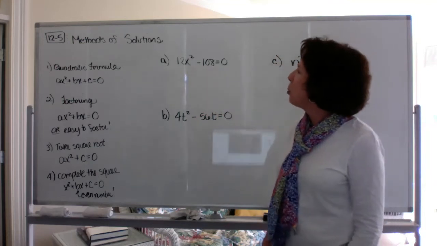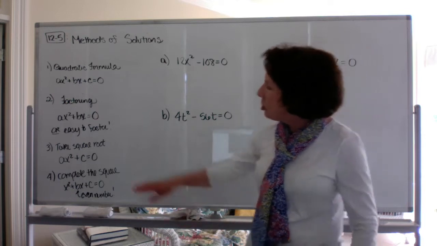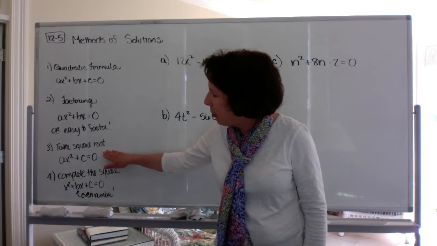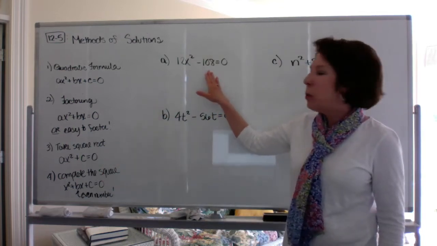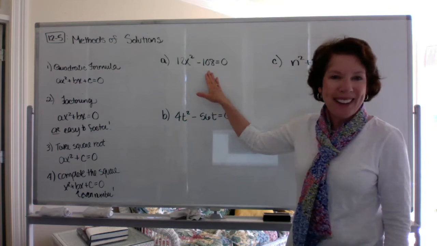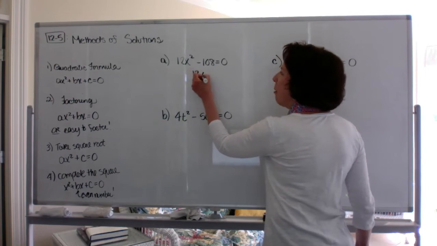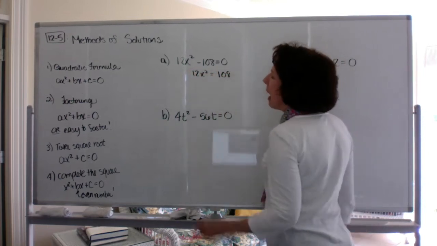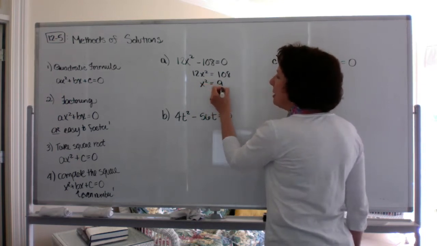12x squared minus 108 equals 0. Well, that really falls into our number 3 example here, and that is we have a squared term and a constant, so we can take the square root of both sides very easily. So let's go ahead and isolate our squared term. I've got 12x squared is equal to a positive 108. Let's divide both sides by 12, and I get x squared is equal to 9.